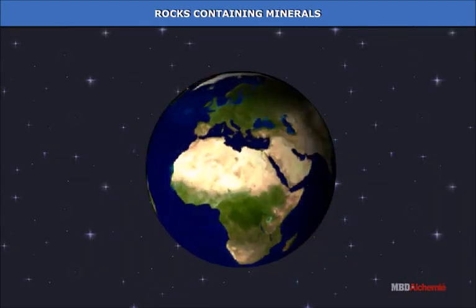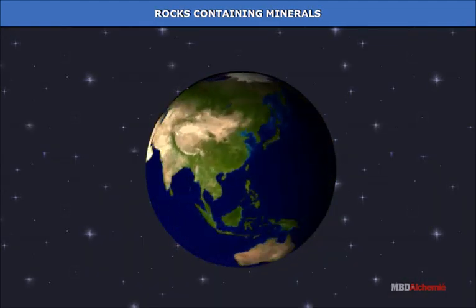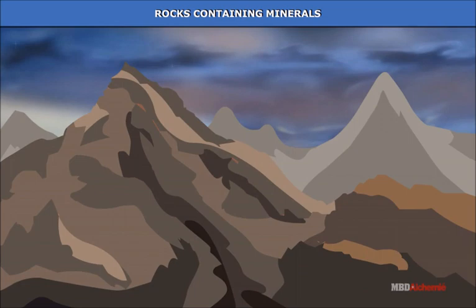Rocks containing minerals. The compacted substances that comprise the Earth's crust are called rocks. In geological terms, rocks are the naturally formed aggregate of mineral particles. It is the minerals that impart their texture, color, shape, hardness or softness to rocks.